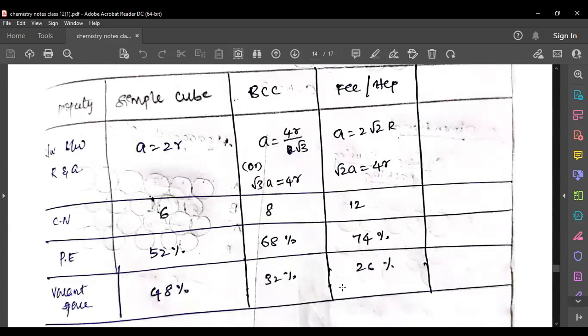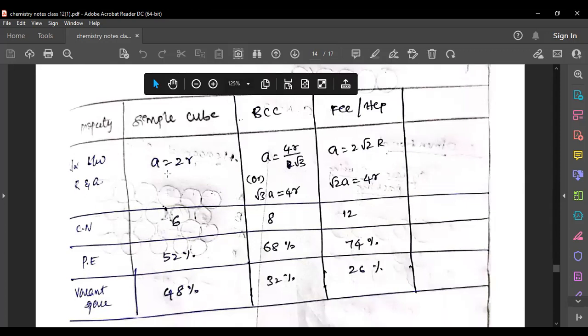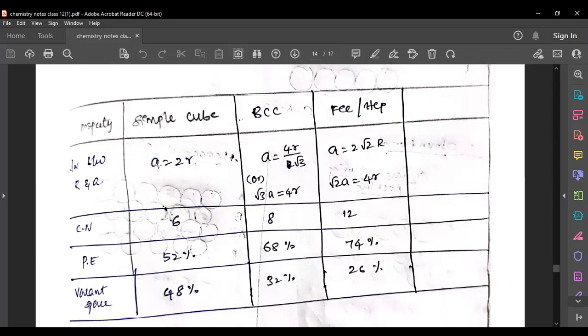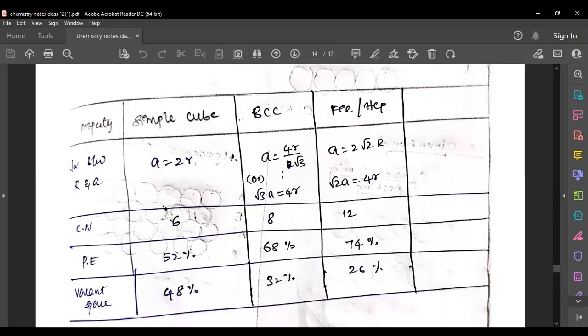So this is a simple tabular column of what we studied till now. I have given everything in only one tabular column. So the relationship between A and R in the simple cube is how much? A is equal to 2R. And in the case of BCC, what is the relationship? Root 3 A is equal to 4R. In the case of FCC or the HCP, root 2 A is equal to 4R.